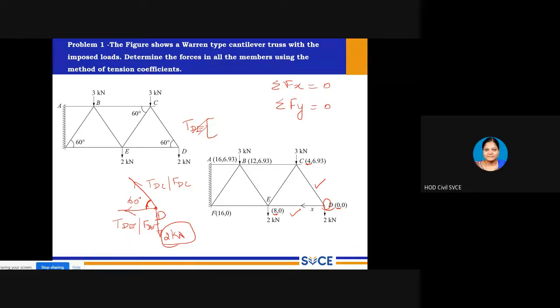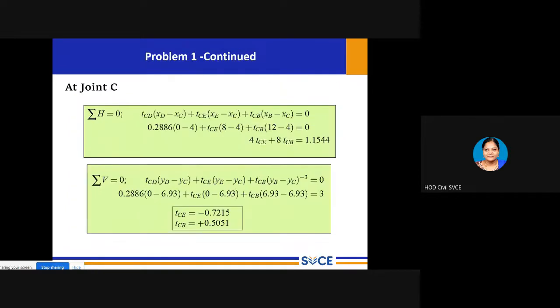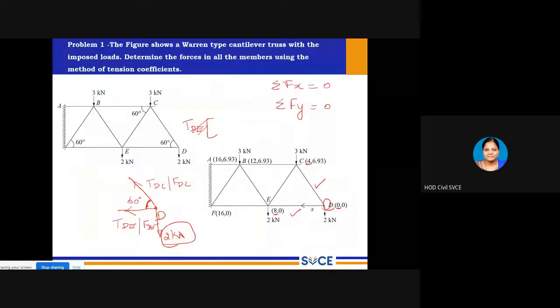Joint C, how many members are there totally? Three members. What are the members? You have CB, CE and CD, out of which the member force of CD is already known. So next we are going to move to the joint C. What is the free body diagram of the joint C?